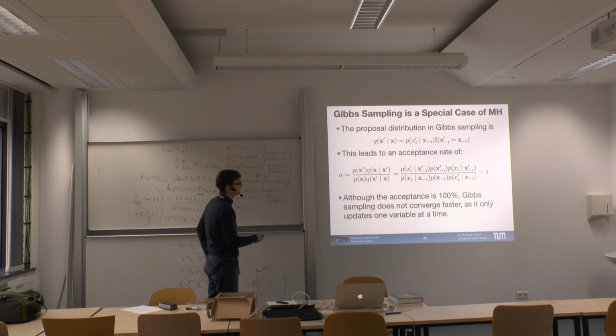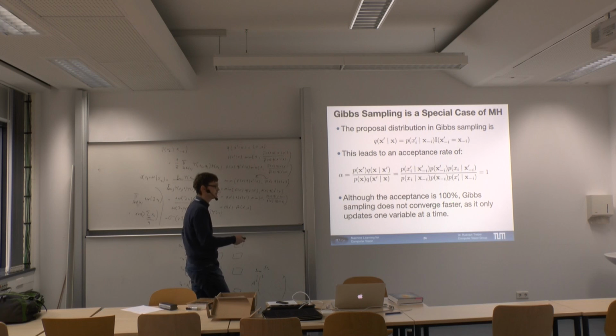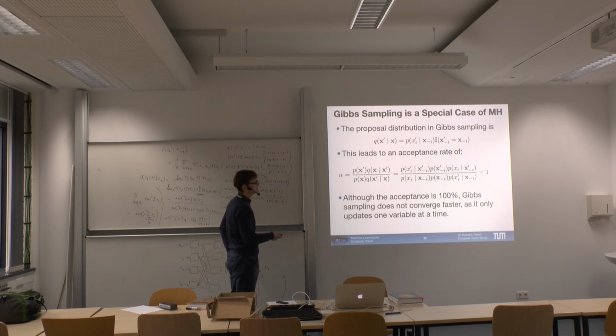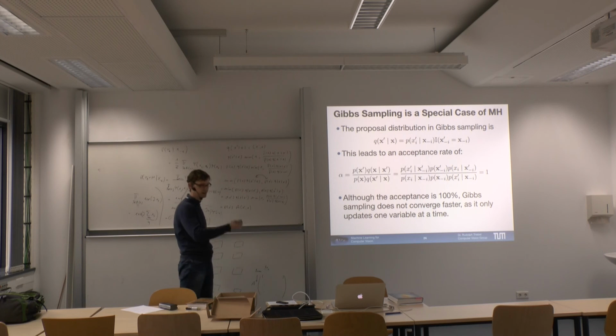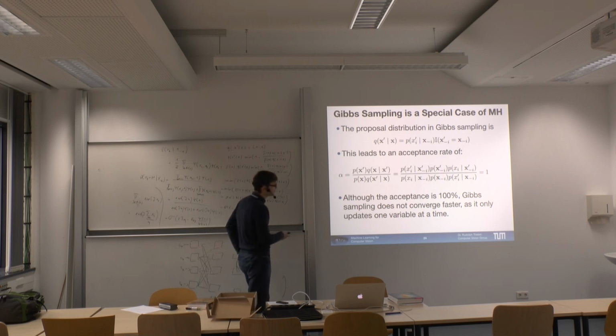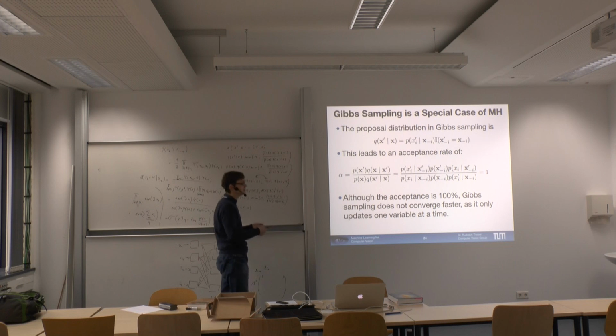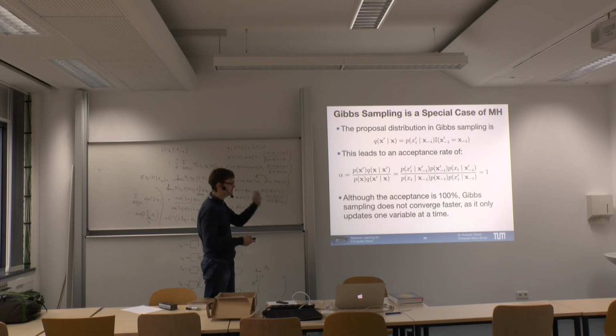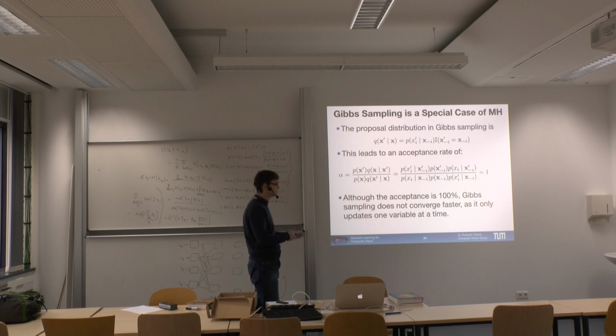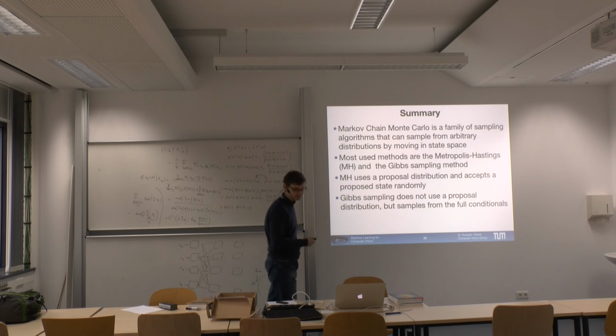However, even though the acceptance rate is 100%, it's not much faster, because we only sample one variable at a time, right? Not in general. In the MH algorithm, we can sample many variables at the same time. Here we just take one variable, then another variable, and this takes a lot of time too. So it's not much faster. But you can see this is a special case of MH.